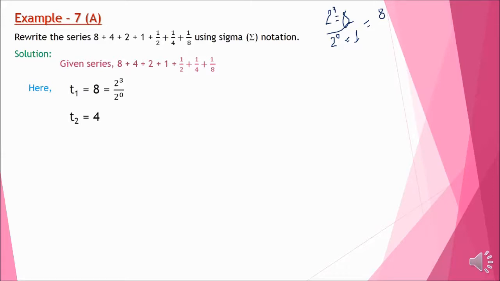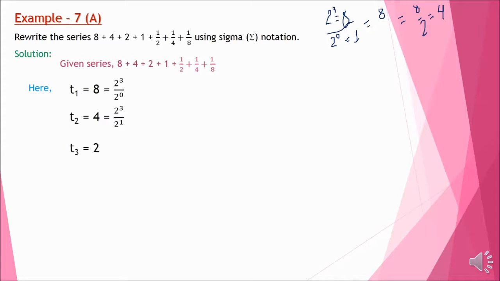Let's see T2, which is 4. That means 2 to the power 3 upon 2 to the power 1. That is 4, isn't it? You can use your calculator and you can see 2 to the power 3 is 8, upon 2 to the power 1, which is 2. That means it is 4. So 4 can be written as 2 to the power 3 upon 2 to the power 1.